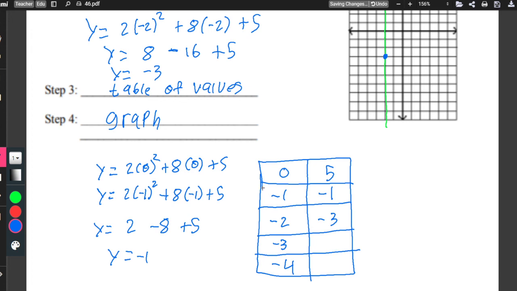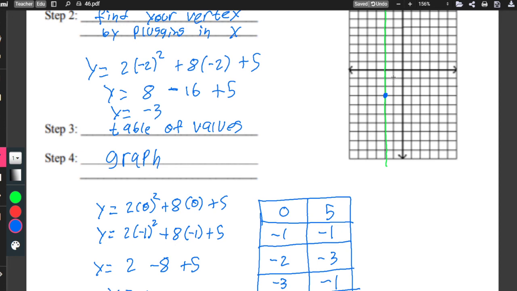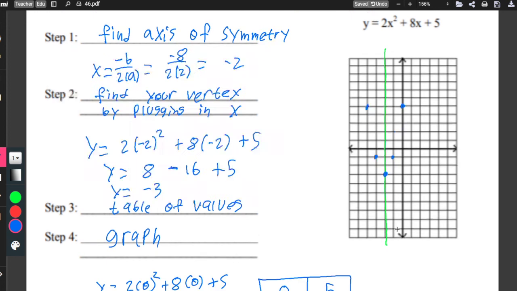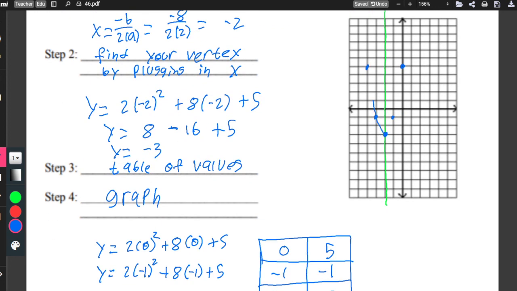And because our vertex is minus 2, minus 3, that means it is symmetric across the other side. So that means this is also minus 1, and that means that is also 5. So then we can plot it. And 0, 1, 2, 3, 4, 5. Moving over. So if you have 5 points, that is enough to graph the parabola enough to see how it is going to respond. And that's it.